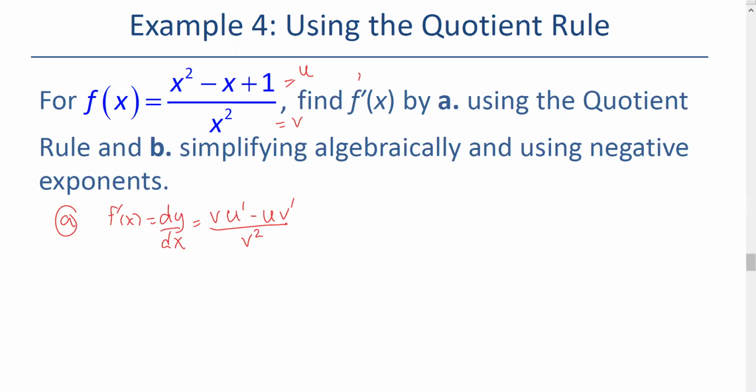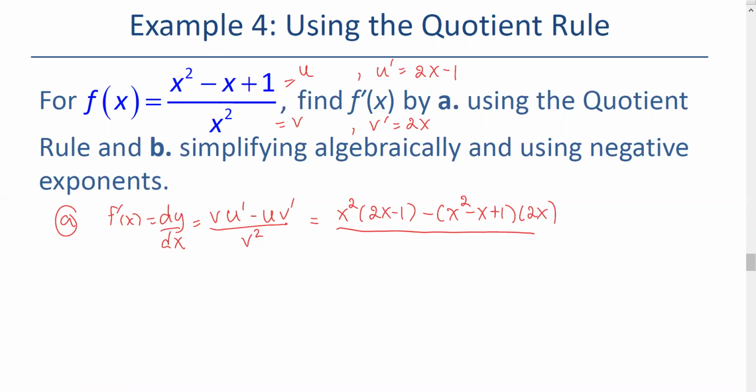If u is x squared minus x plus 1, u prime is 2x minus 1. As v equals x squared, v prime is 2x. Use the quotient rule. The v, which is x squared, multiplied by u prime, or 2x minus 1, minus the u, or the quantity x squared minus x plus 1, multiplied by v prime, or 2x, divided by v squared, or the quantity x squared squared.